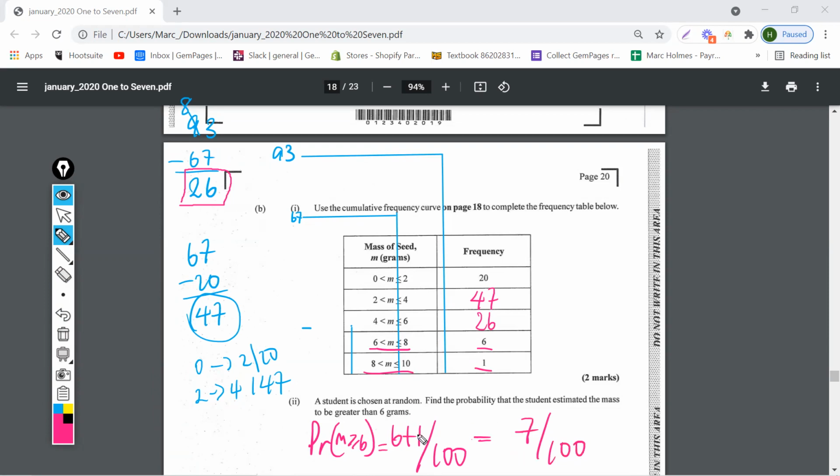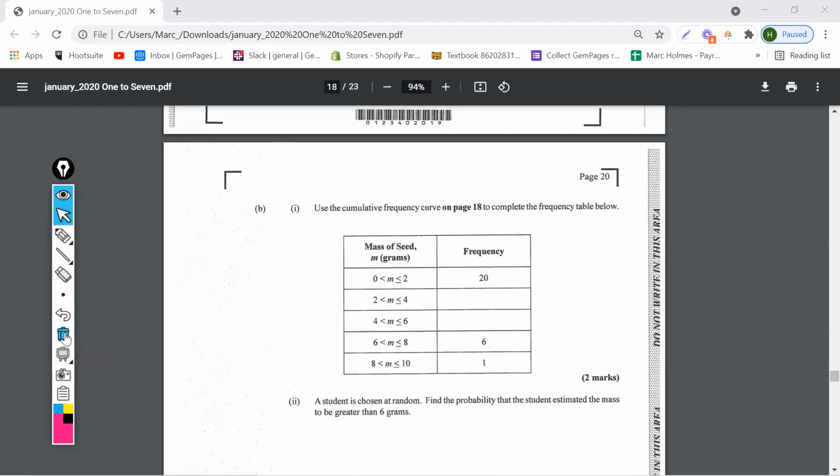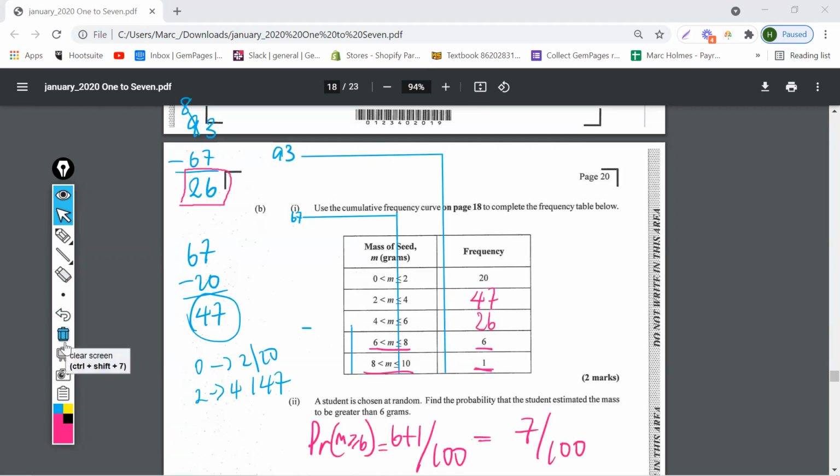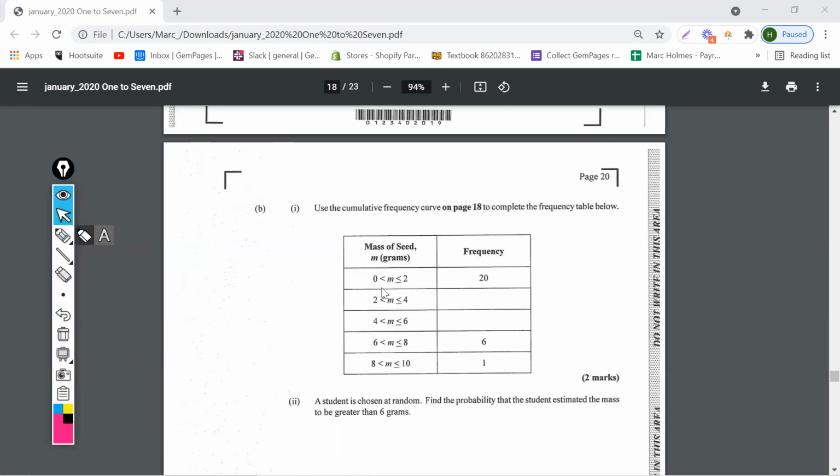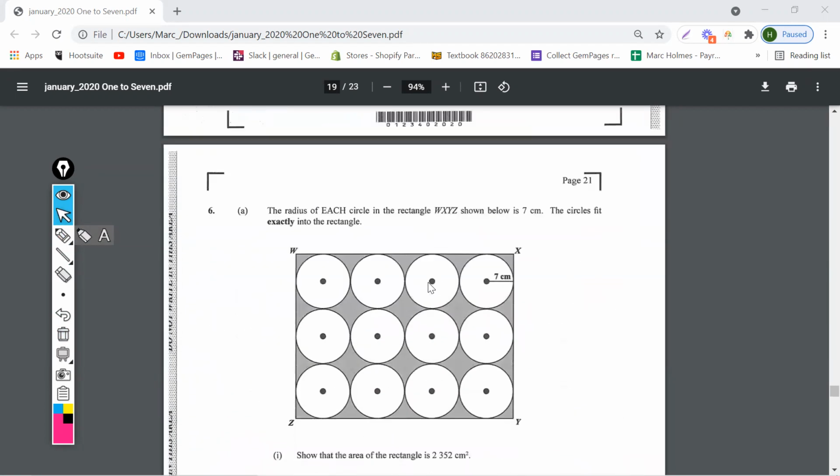It says here, a student is chosen at random. Find the probability that the student estimated the mass to be greater than 6. So if you're greater than 6, guys, you must be in the 6 and the 1. Cool, and that's about it, guys. That finishes this question. I hope everybody is with me. So guys, not much time left, so we need to speed up.